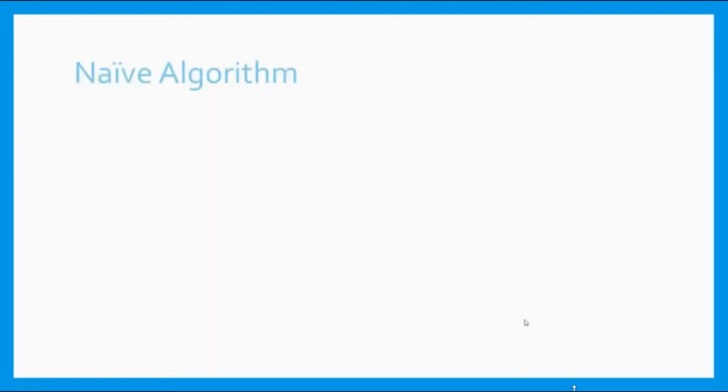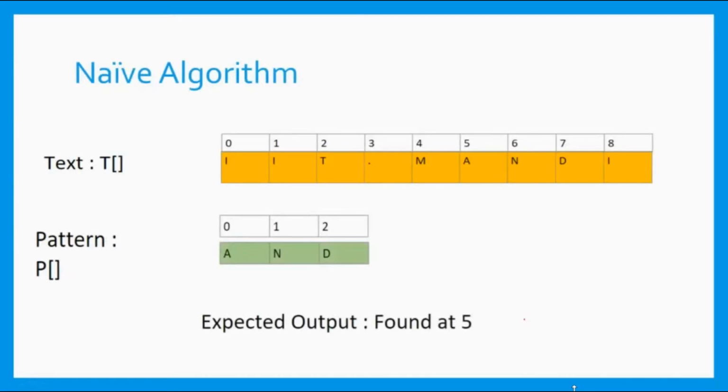Let's consider an example. We have the text "IIT Mandi" and the pattern "and". Let's take two variables i and j that point to the position of indices of arrays T and P respectively. We compare them. We see there's a mismatch. This goes on, so we keep increasing the value of i, keeping j at 0. We compare now. i is 5, j is 0, they match. We increase both i and j by 1. We compare them again and again we see they match. So we increase i and j both by 1. Now we have reached the end of our pattern array. So the pattern has been found at index i minus j, that is 5.